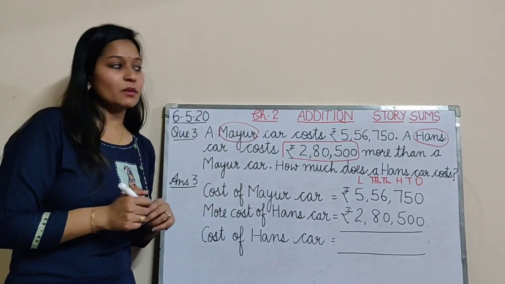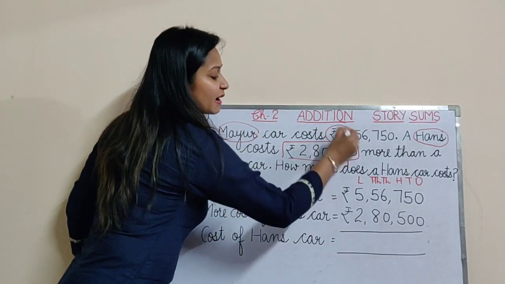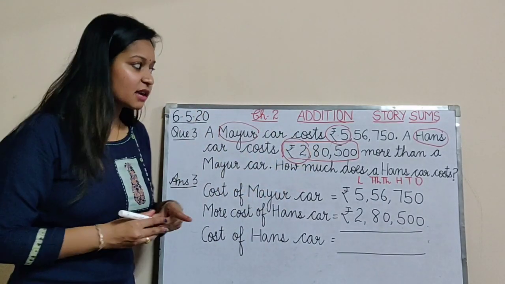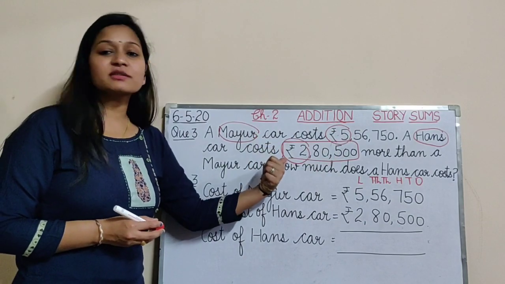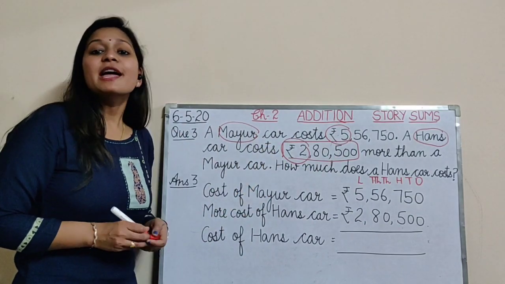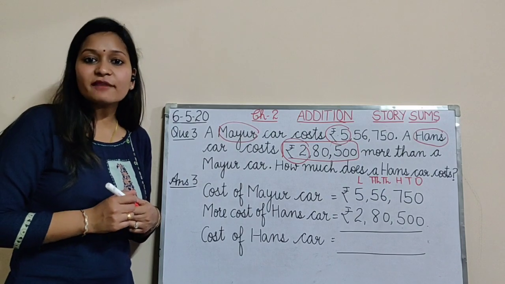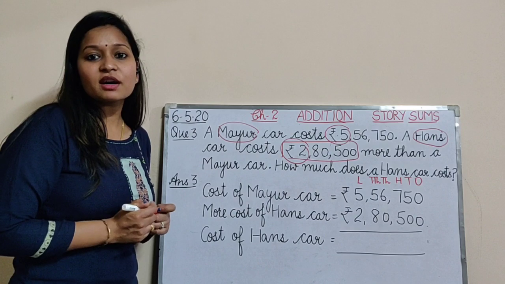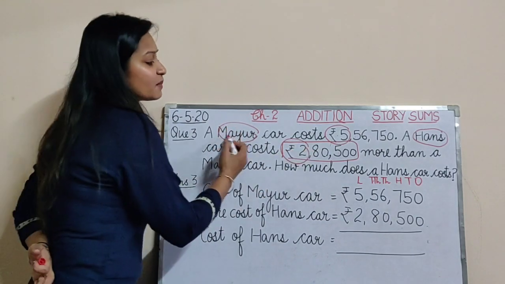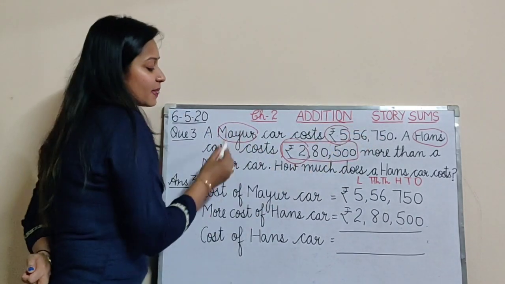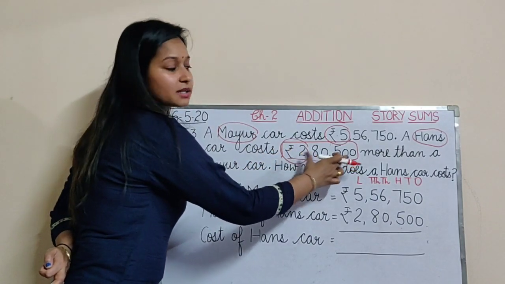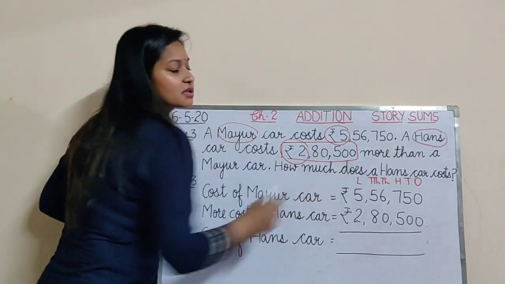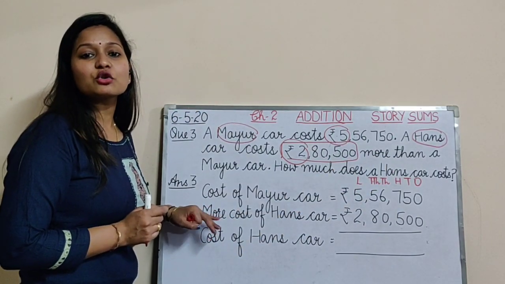Let's take it in a simpler way. If my mother is giving me rupees 5 and giving my sister rupees 2 more than me, it means she is giving my sister rupees 7. Means 5 plus 2, she is giving her 2 more than me, so she is giving her rupees 7. Same ways, if Mayur car is costing this, then Hans car is costing rupees 2,80,500 more than Mayur car. So how much does a Hans car cost? We need to find the cost of Hans car.